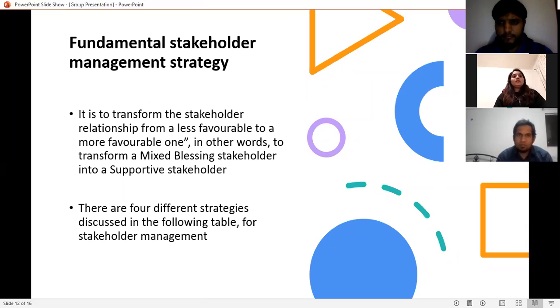The stakeholder management strategy is to transform the stakeholder relationship from a less favorable to a more favorable one. The purpose is to get optimum output and support from stakeholders. This can be done by using a strategy to collaborate with the stakeholder and to involve the stakeholder in decision making in the project work, as well as applying participatory management techniques. Go to the next slide.